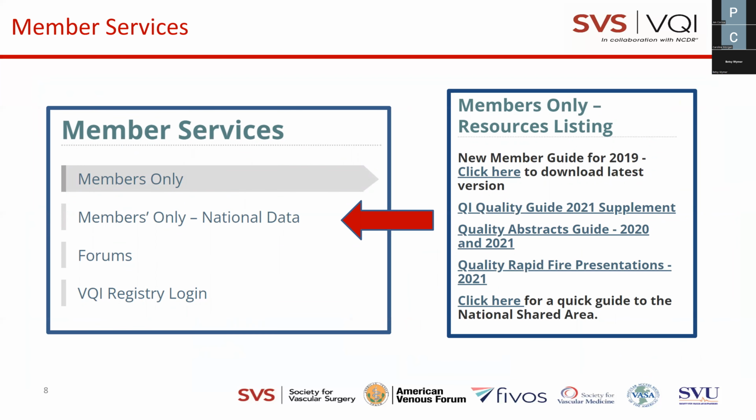Within the Members Only tab, you can find the annual QI abstract guide, the QI supplemental guide, and the QI rapid fire presentations. We publish these every year around our VQI VAM timeframe, and the annual abstract guide is all of the posters that are presented. The supplemental guide is basically a quality guide, and the rapid fire presentations are from the fellows and trainees and other physicians.